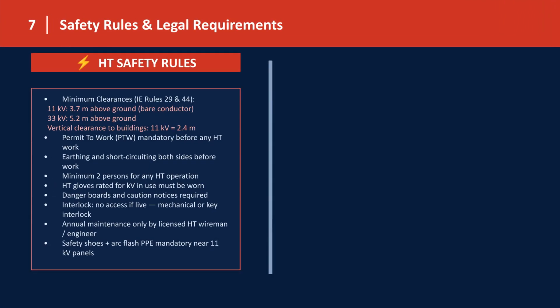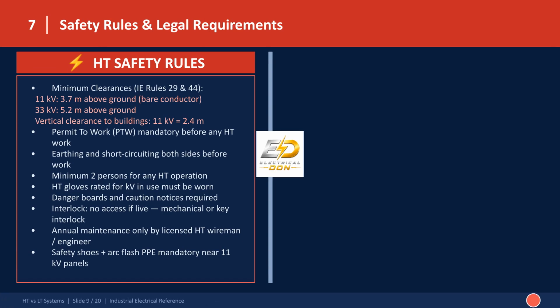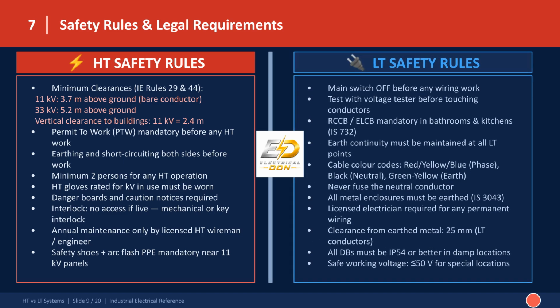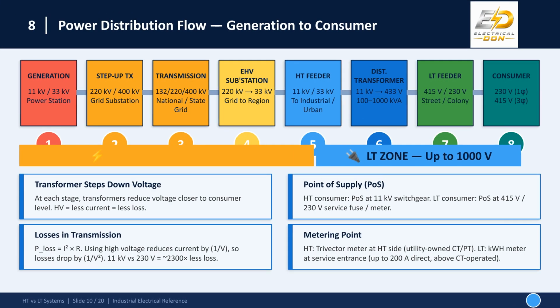Safety is paramount. HT rules require strict minimum clearances, mandatory permit-to-work systems, and specific personal protective equipment. LT safety focuses on using RCCBs in wet areas, maintaining earth continuity, correct cable color coding, and using a licensed electrician for permanent wiring.